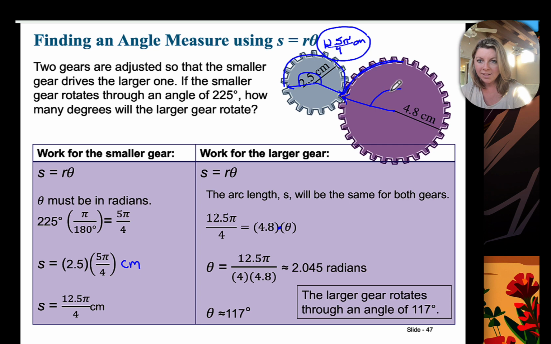So it went a little past this approximate 90, maybe to right about here would be the terminal side for 117 degrees or 2.045 radians. And this arc length would be the same, 12.5 pi over 4 centimeters, as it is for the smaller gear.